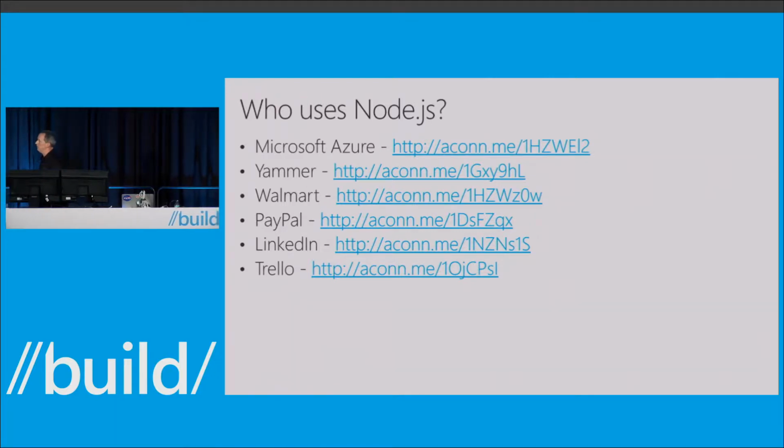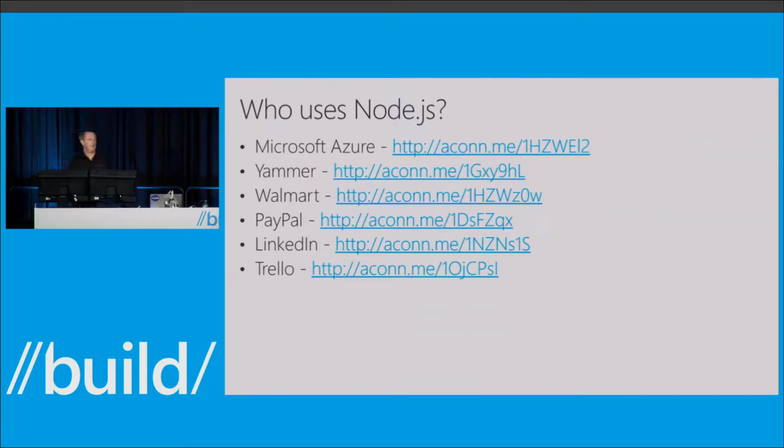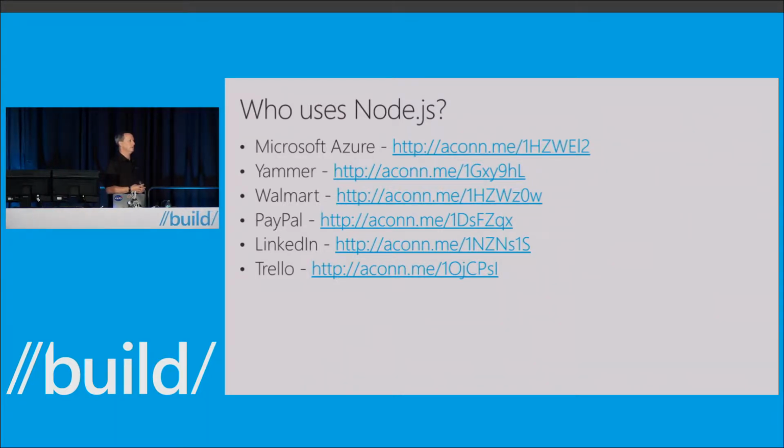People like Azure, Yammer, Walmart, PayPal, LinkedIn, Trello. It's a really popular platform among a lot of these different companies. I've seen things with PayPal where a lot of developers are really interested in doing something new, and so they like to take advantage of something like Node.js.